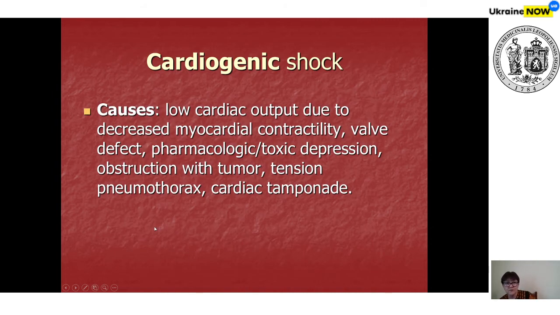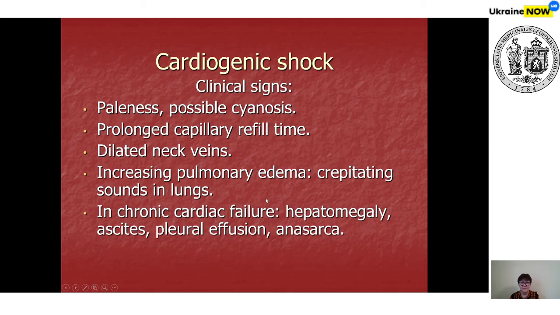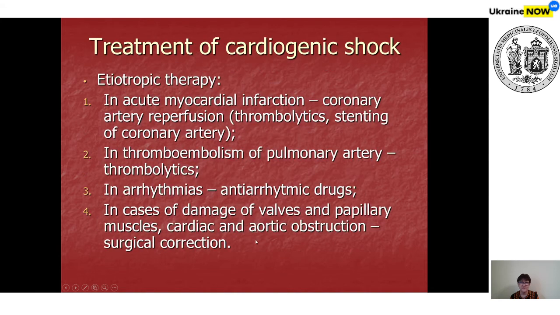Cardiogenic shock. Causing factors: low cardiac output due to decreased myocardial contractility, valve defect, pharmacology, toxic depression of myocardium, obstruction with tumor, tension pneumothorax, cardiac tamponade. Hemodynamic parameters we discussed above. Clinical signs: the patient may be pale or cyanotic, with prolonged capillary refill time, dilated neck veins, increasing pulmonary edema, and crepitating sounds in lungs. In chronic cardiac failure, you can see hepatomegaly, splenomegaly, ascites, pleural effusion, and anasarca.